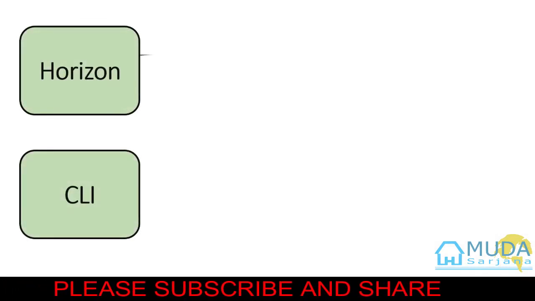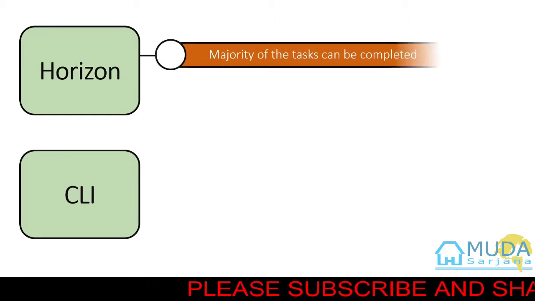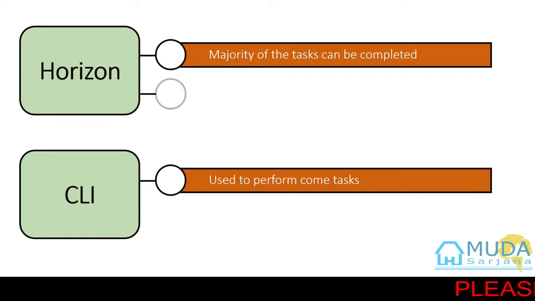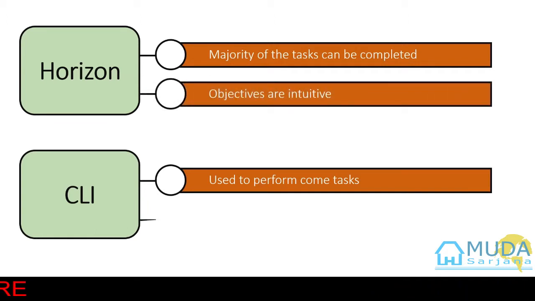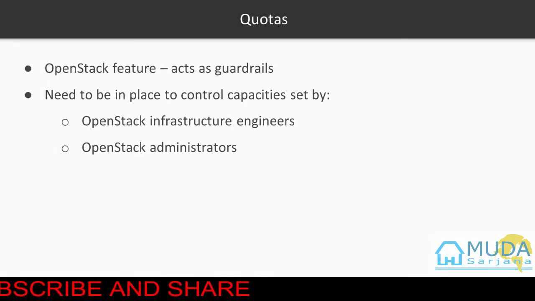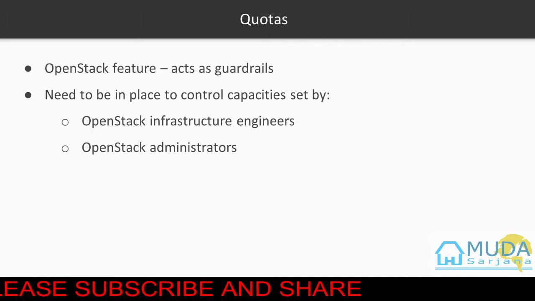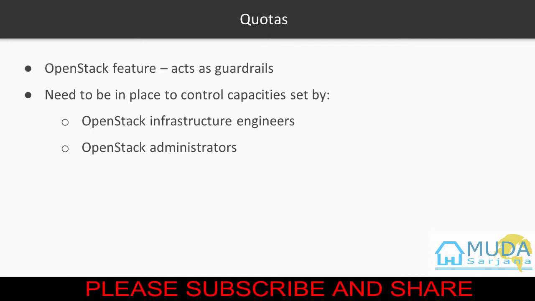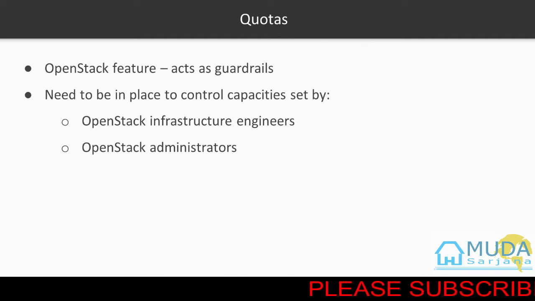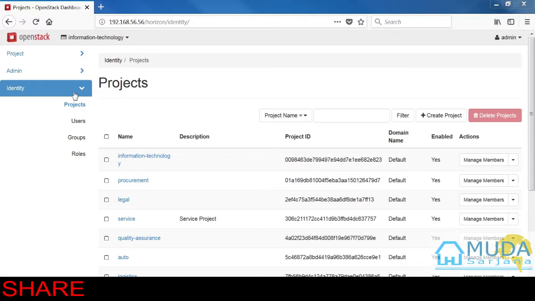The majority of the tasks can be completed via the Horizon dashboard, but there are still some that must be done via the CLI. You will find that many of the dashboard objectives are extremely intuitive, while some of the CLI objectives require a little more research. The first objective is adjusting quotas. Quotas are an OpenStack feature that acts as guardrails for the project. Quotas need to be in place to prevent users from exceeding capacities set by the OpenStack infrastructure engineers and/or OpenStack administrators. From the OpenStack dashboard, you can modify quotas by performing a few steps.